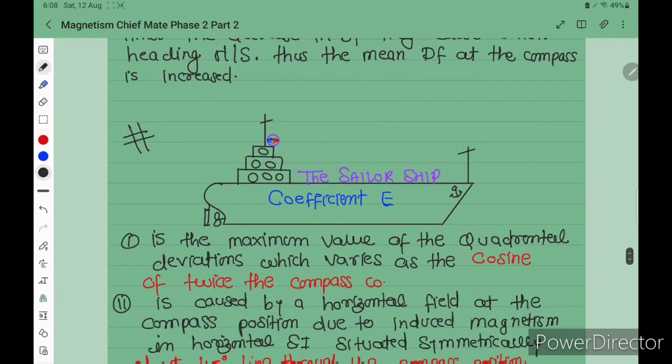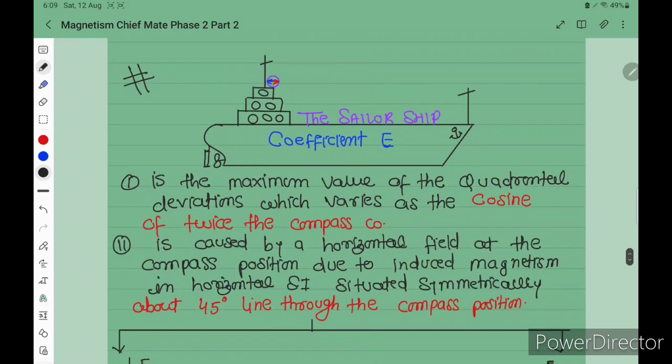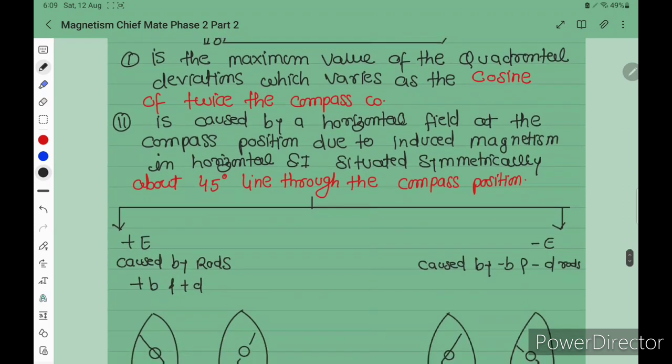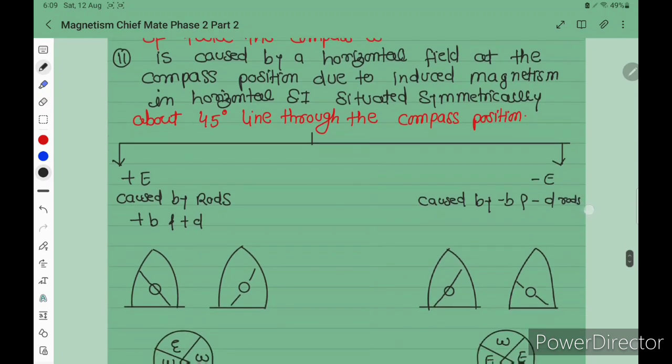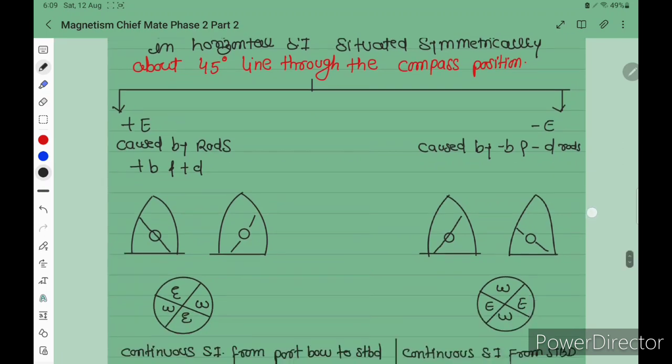So now the coefficient E. The coefficient E is the maximum value of quadrantal deviation, which varies as the cosine of twice the compass course. It is caused by the horizontal field at the compass position due to induced magnetism in horizontal soft iron situated symmetrically about the 45 degree line through the compass position. So plus E is caused by plus B and plus D rods. Minus E is caused by minus B and D rods.